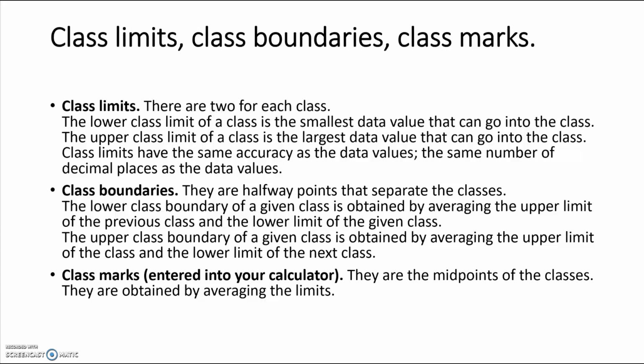The class boundaries are the halfway points that separate these classes. So the lower class boundary of a given class you find by averaging the upper limit of the previous class and the lower limit of the one that you're working with. And similarly, the upper class boundary of a given class is obtained by finding the average of the upper limit of that class and the lower limit of the next class.